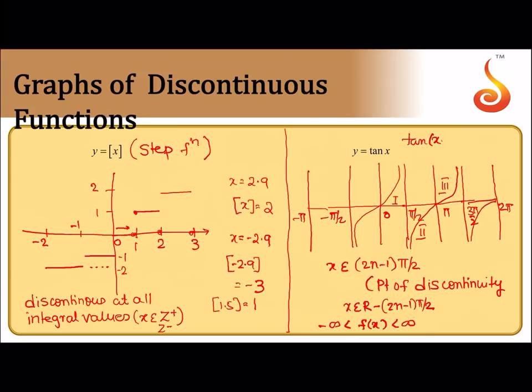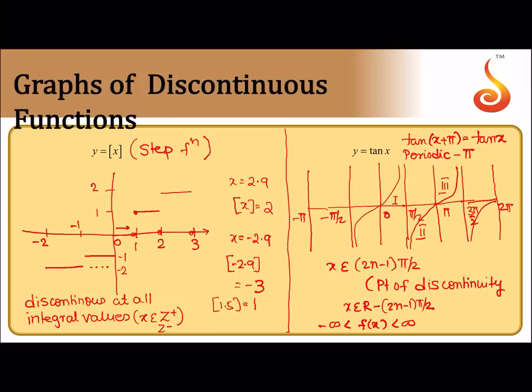What else do you observe? It always repeats like this. After what? Pi. So tan of (x plus pi) equals tan x. So it is periodic with period pi. After every pi it repeats. So it is very important: draw the graph of the step function and as well as tan x.